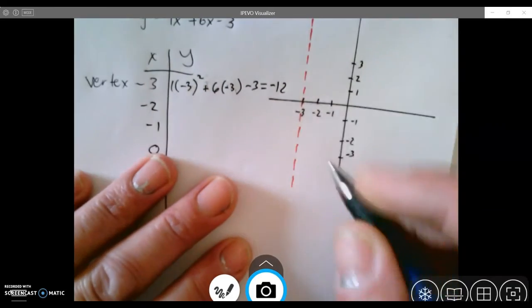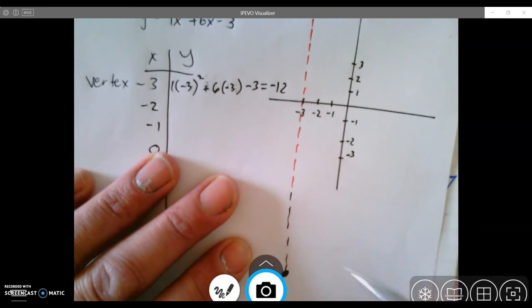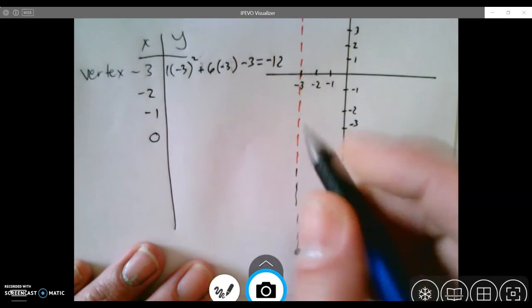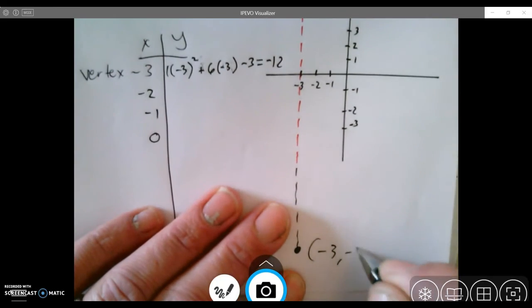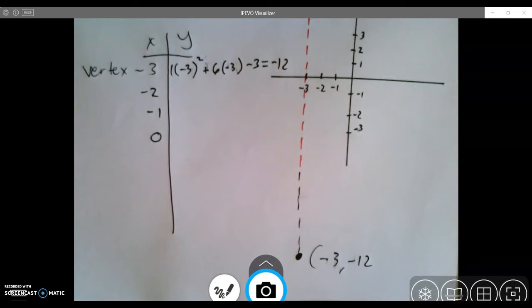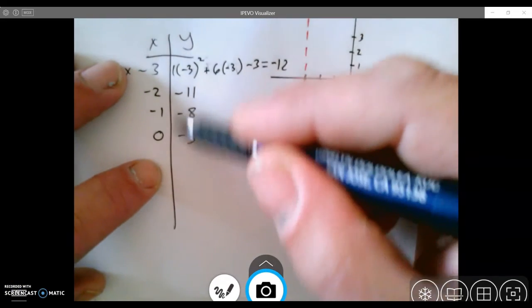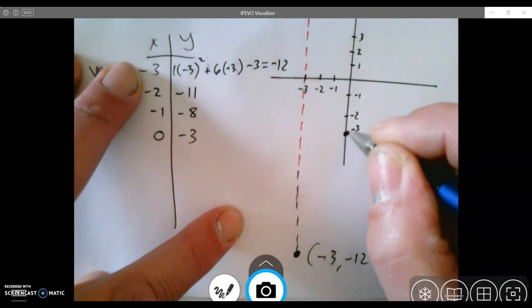I should have left myself more room here, but what that tells us is it's way down here at negative 12. Okay. So negative 3, negative 12. And go ahead and take a second. You can fill in the other ones of these following the same method. Okay, so we know a couple key points here. Double check those. Make sure you got those values. And I'll graph this one.